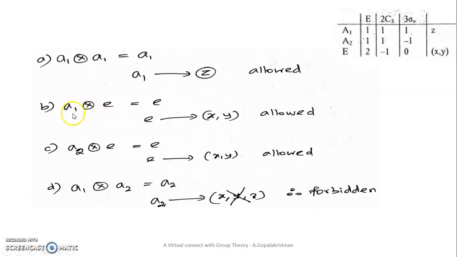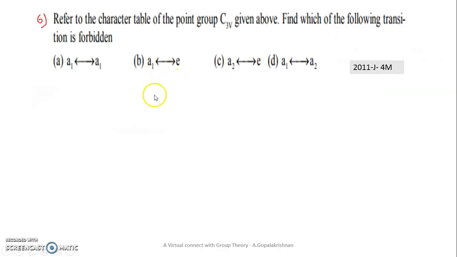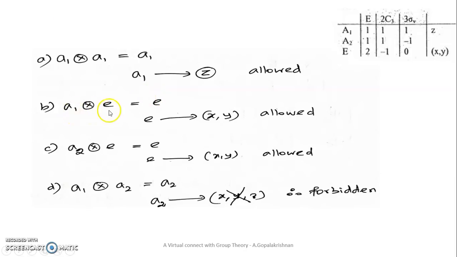Then option B, A1 to E transition. See A1 to E. What you have to do? Multiply A1 with E. You know very well A1 is totally symmetric. With the totally symmetric irreducible representation, if you multiply any irreducible representation, you will get that irreducible representation as a result. So A1 into E will give you E. Now see along E we have X as well as Y. If any one is present, that is sufficient for the transition to be allowed. Are you able to understand? So we have X as well as Y. Therefore this A1 to E transition is also an allowed transition.